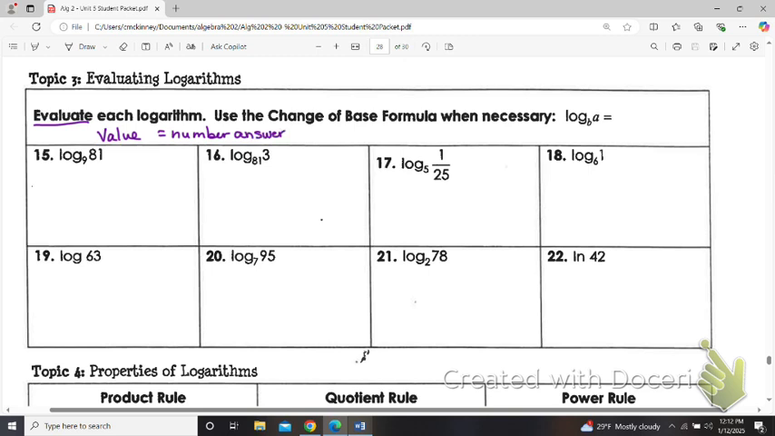So we're going to evaluate, and we're going to get a number answer. Some of them you could set up an equation using your knowledge of exponents, or at a glance you might just know. But remember that we can use change of base, and change of base means we're going to grab our calculator and do the log of a, or what we usually call y, and divide that by the log of b.